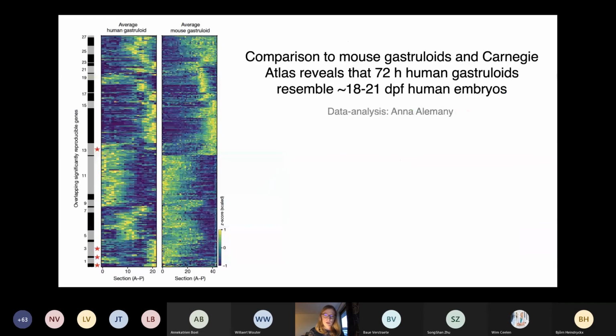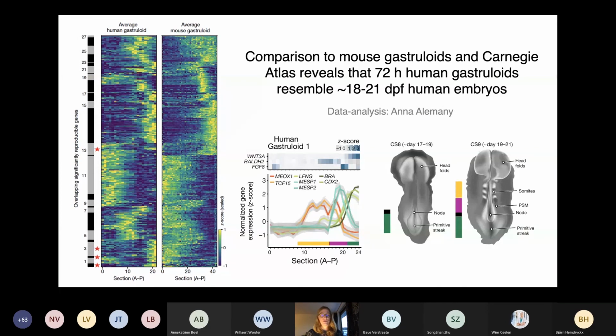A TomoSeq-based comparison between human and mouse gastruloids, and between human gastruloids and samples from the Carnegie Atlas of Human Development, revealed that these human gastruloids recapitulate human embryos between more or less 18 to 21 days after fertilization. That means that we can now, for the first time, start to study human gastrulation in this stage of development that was previously not accessible for research.